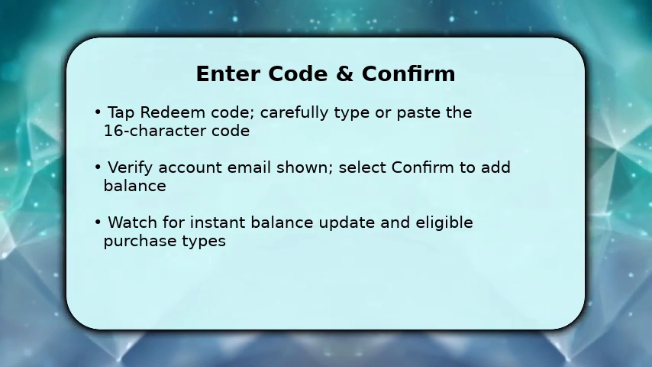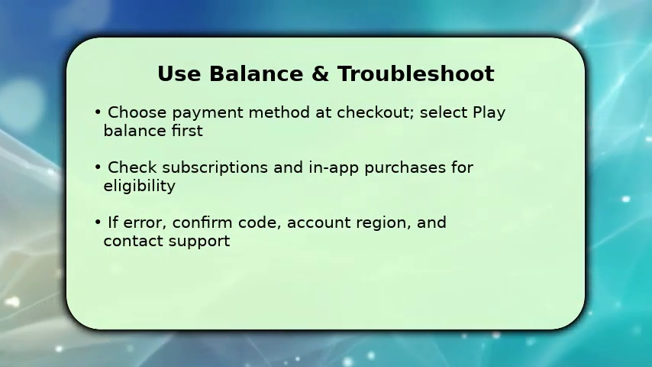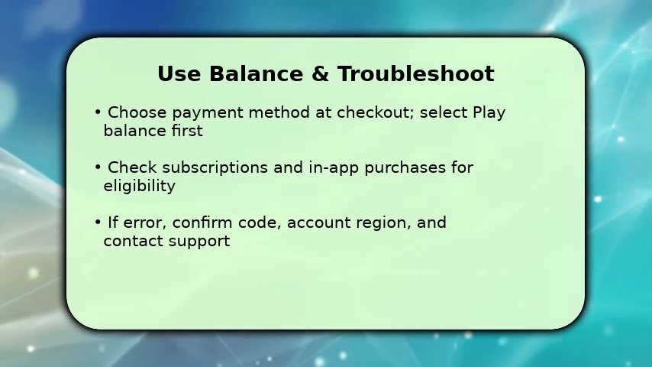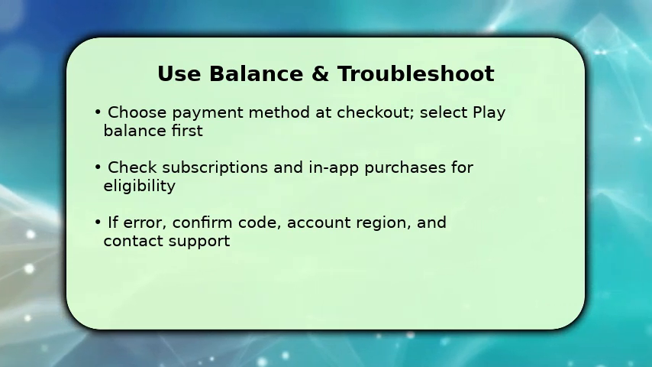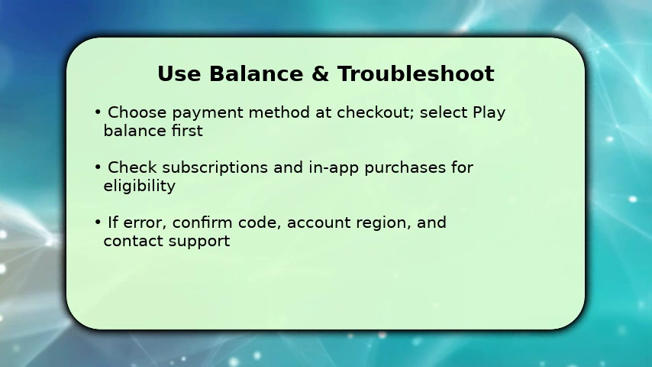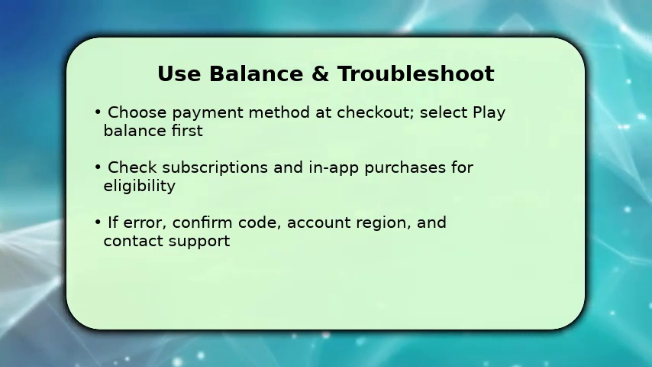To spend the balance, pick a purchase, and at checkout select Play Balance as your payment method so funds apply automatically. You do this to avoid accidental charges to cards. If a subscription or in-app item won't accept the balance, check eligibility because some subscriptions require an accepted billing country.